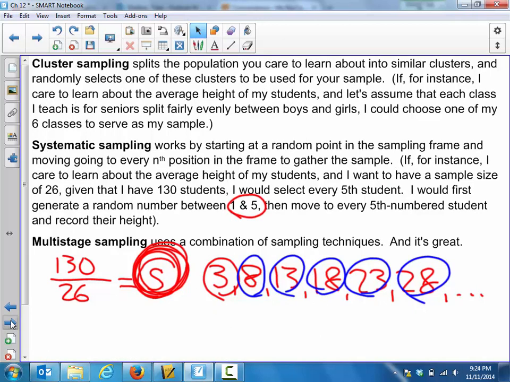Last but not least, multi-stage sampling uses a combination of your simple random sampling, stratified random sampling, cluster sampling, or systematic sampling. Hope you guys took good notes on this.